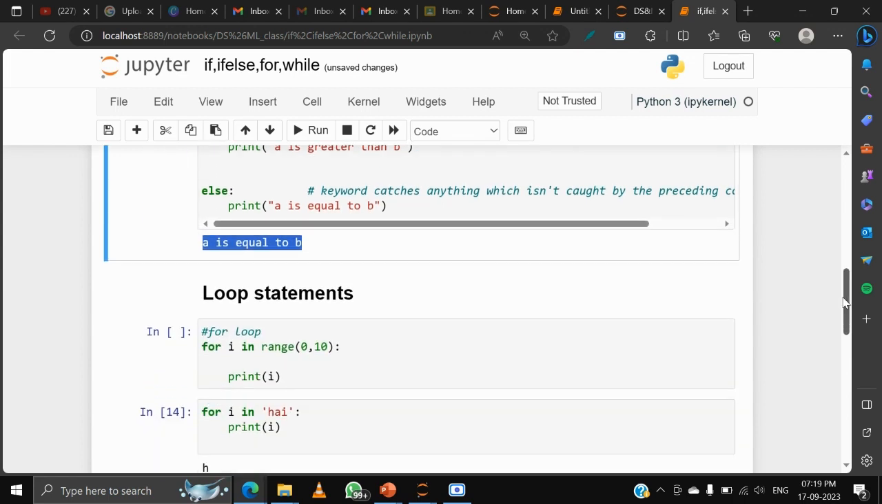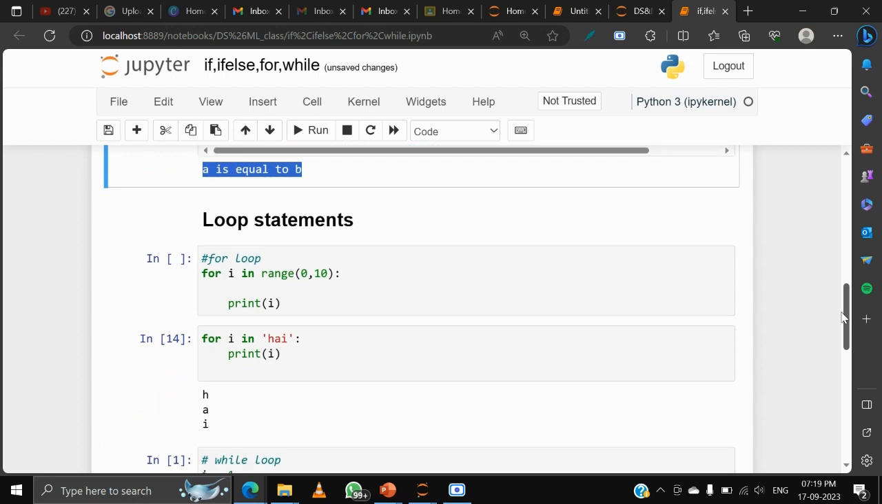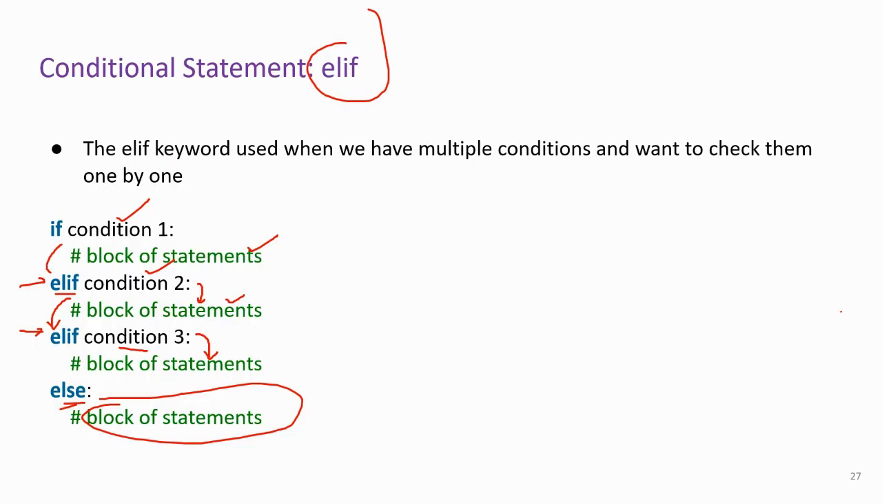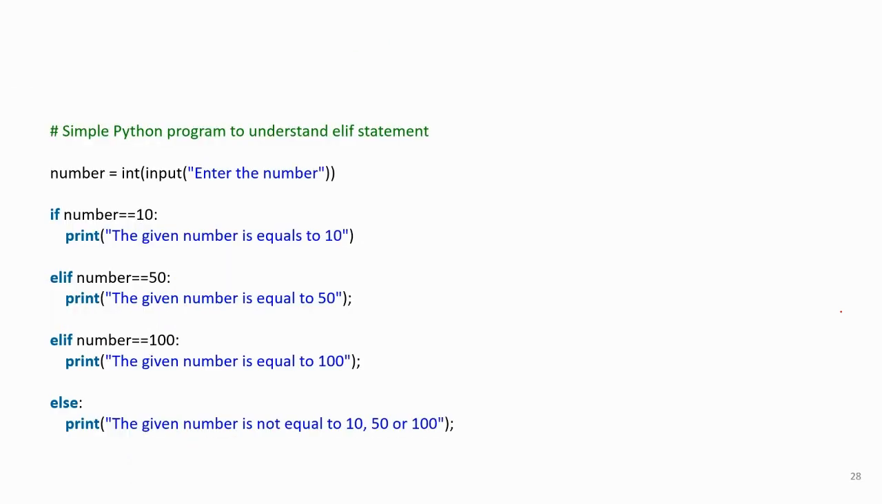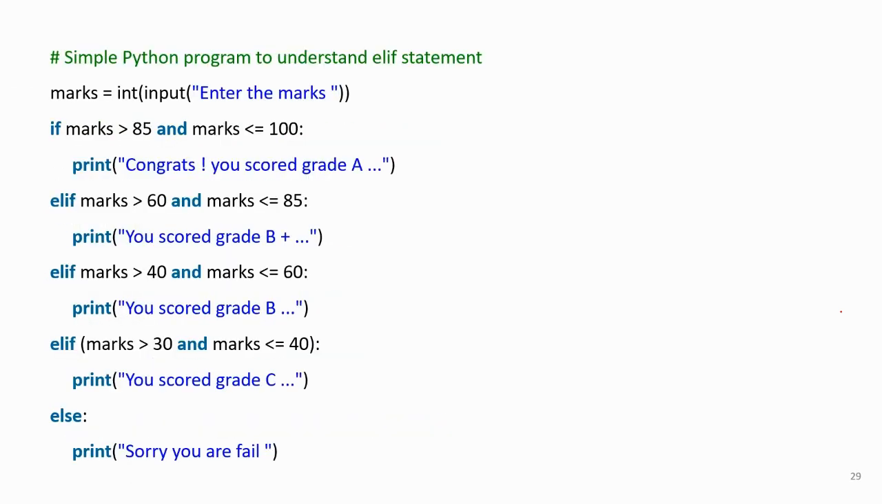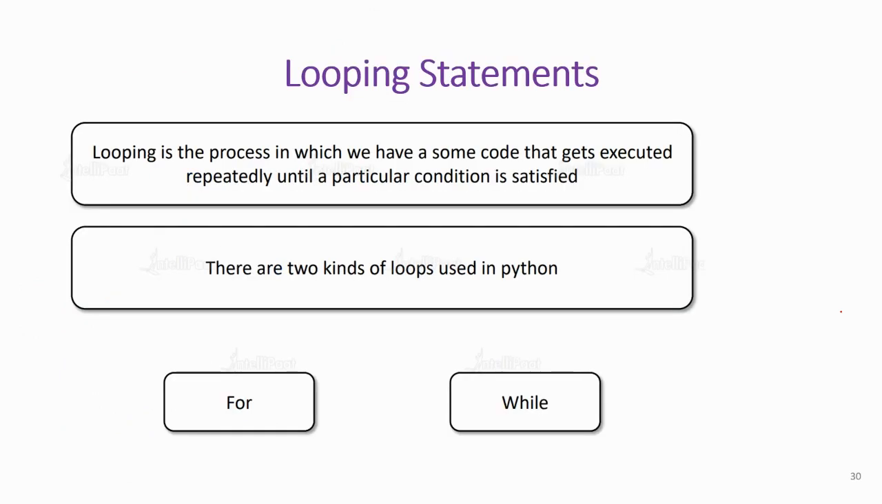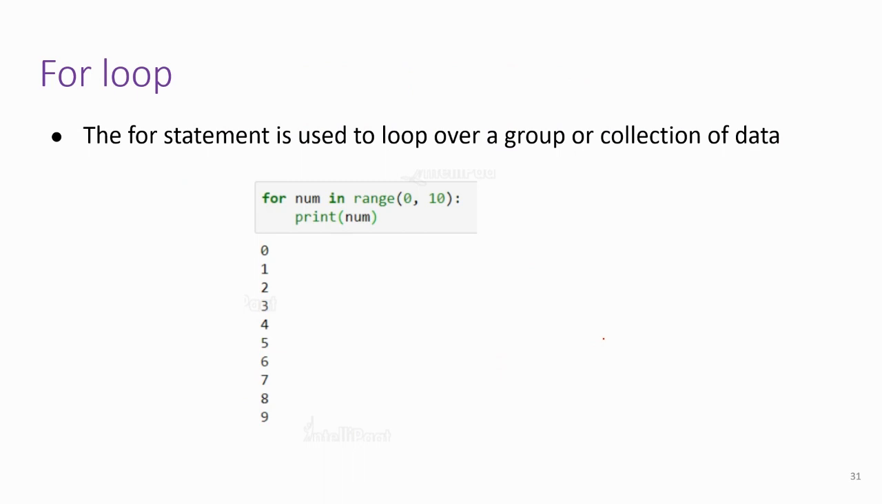Now, we have finished the control statements. Next one is looping statements. Looping is a process in which we have some code that gets executed repeatedly until a particular condition is satisfied. I will explain it. The first looping statement is for, and the second looping statement is while. So we will see this.